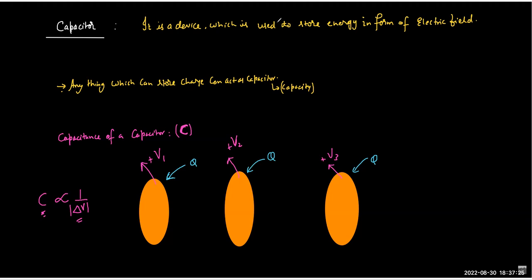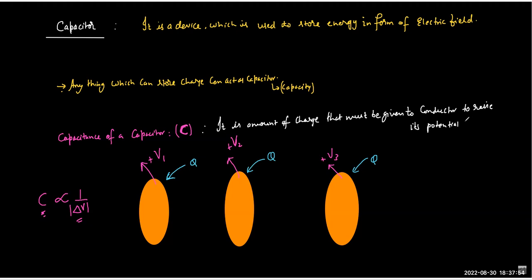And that is what gives the definition also. So what we call capacitance is the amount of charge that must be given to a conductor to raise its potential by unity. That is very simple. It is the amount of charge that must be given to a conductor to raise its potential by unity. Understood?